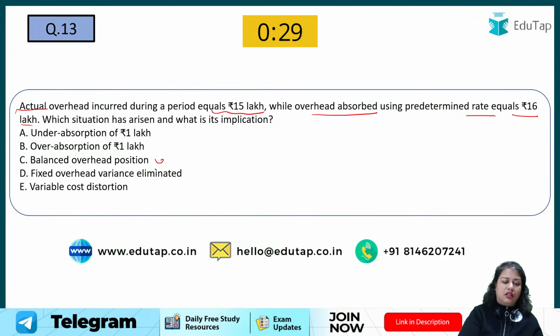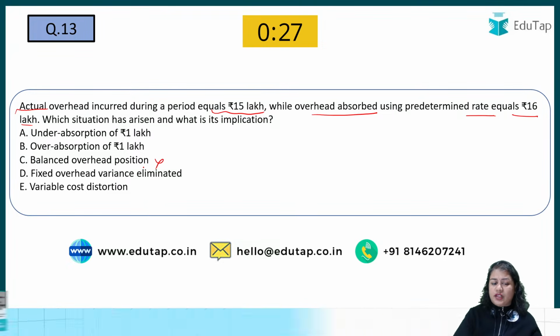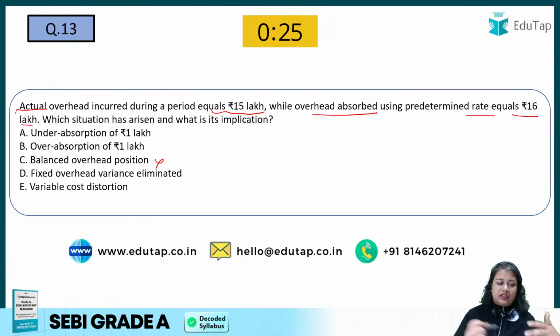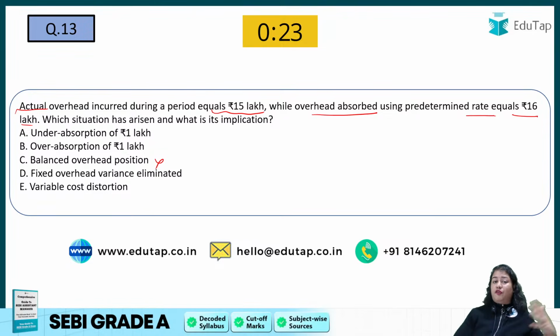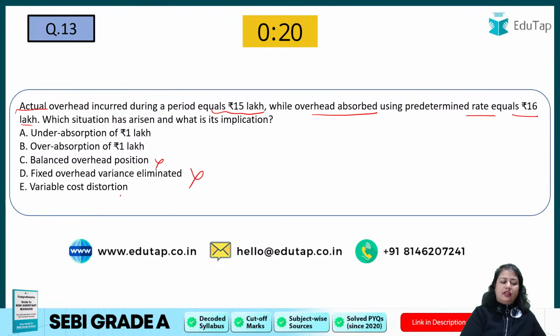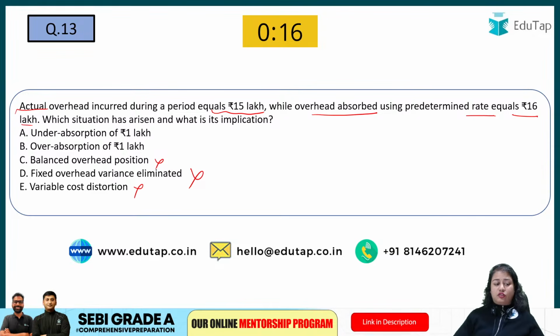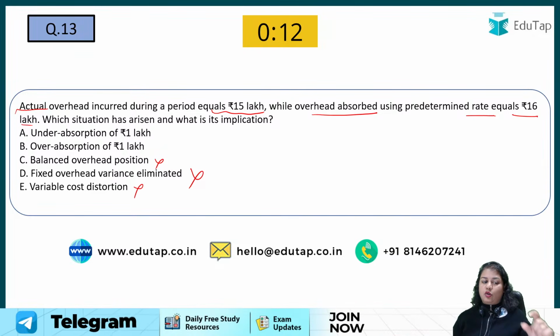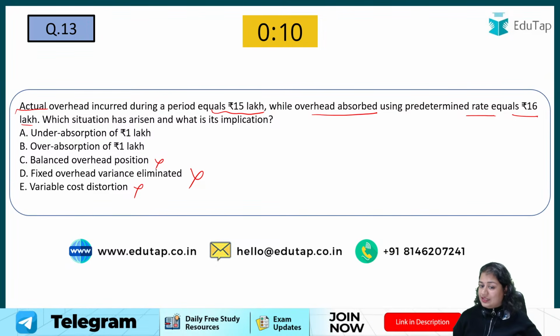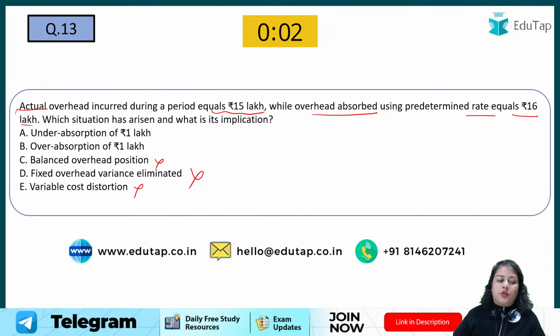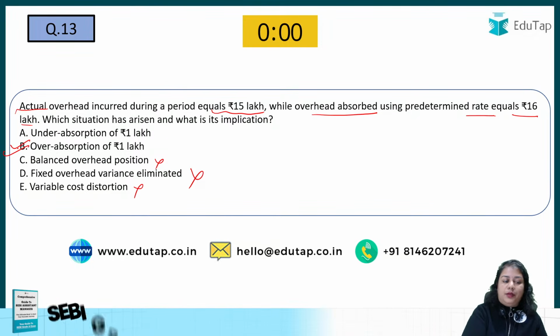This is wrong. Then fixed overhead variance eliminated. There is nothing such as variance in the fixed overhead, so this is also wrong. Then variable cost distortion, we are not talking about fixed or variable, so this is also wrong. So in the first two options, tell me, is it under absorption or over absorption? Actual is less and what we have absorbed is more. So this is over absorption. We have over absorbed, or over absorption of 1 lakh rupees. So our answer is option B.